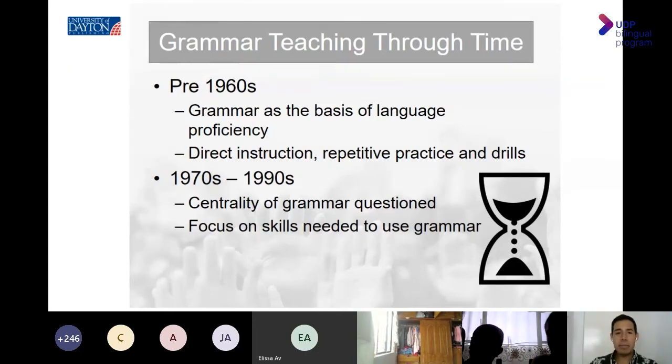method. As time passed, during the 1970s, 1980s, and 1990s, grammar was very questioned, and it started to make specialists and teachers ask questions about whether it was the correct way to teach grammar. So that's when there's a focus on the skills needed to use grammar. Okay, so that's when the perspective started to change a little bit.